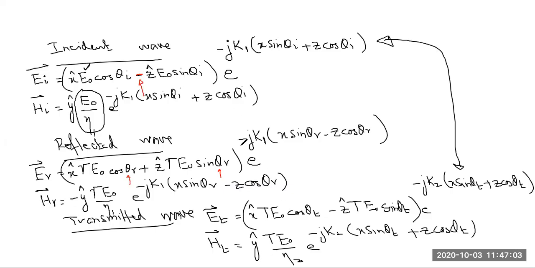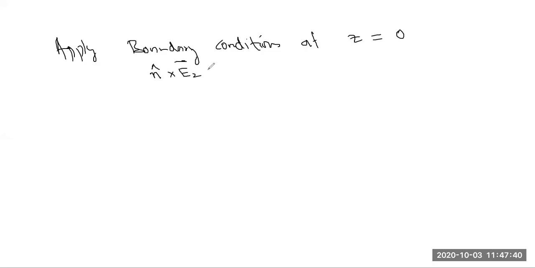So now we have the complete equations. What we are going to do is the same thing, and that is apply boundary conditions at z equal to 0. The procedure is the same as the one we used for the normal incidence case. When you apply the first boundary condition, what is the first boundary condition? That is the boundary condition on the electric field: n cross E2 must be equal to n cross E1.